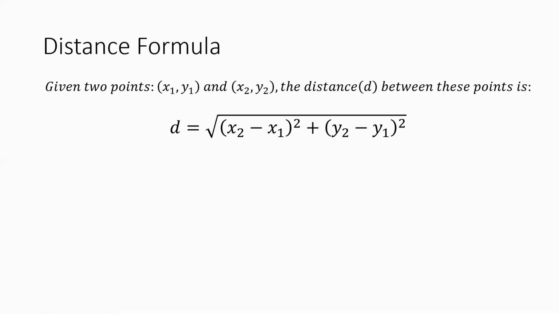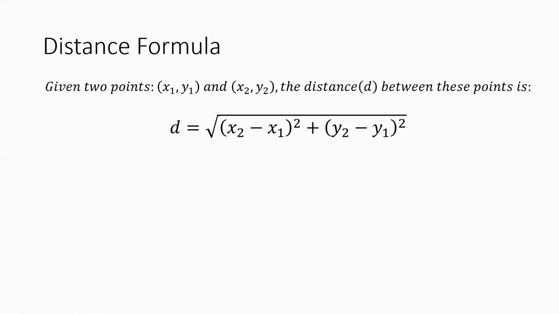It seems a little bit daunting the first time you see it, but essentially it's if you have 2 points, x1, y1, and x2, y2, you can find the distance between these 2 points by using this formula. You subtract the x values, square them, you add those to the difference of the y values squared, and then you square root the whole thing.